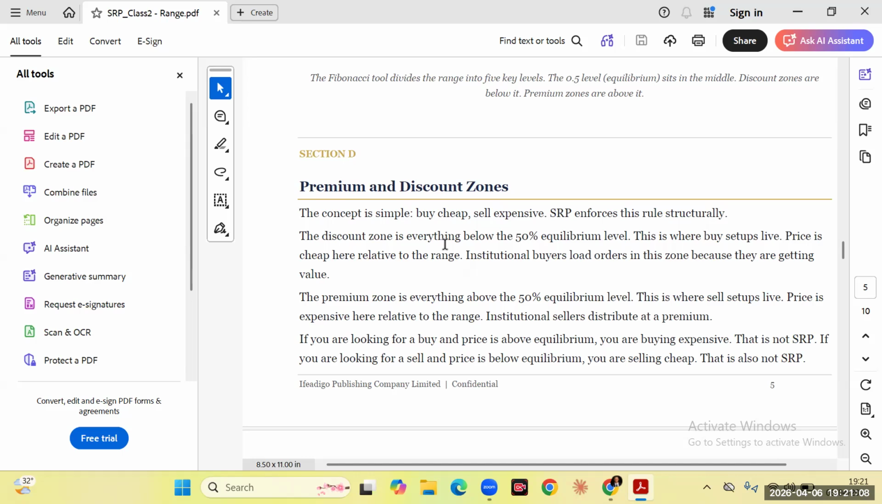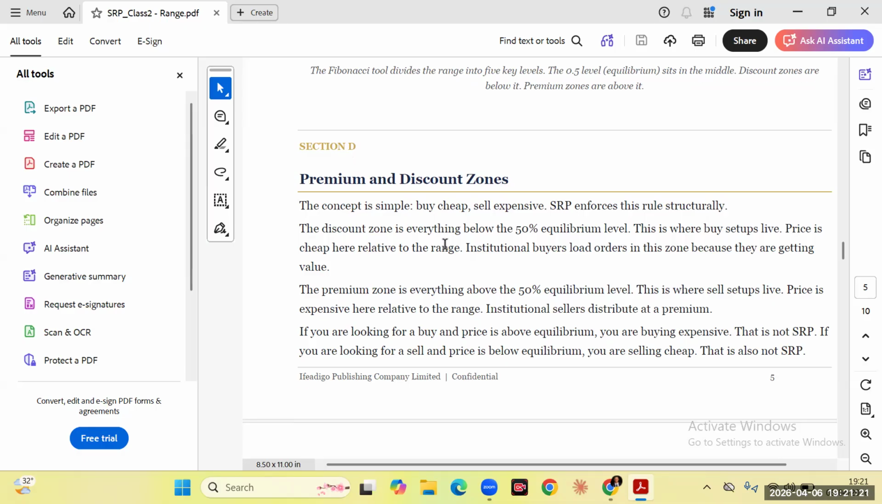This is where buy setups live. Price is cheap here relative to the range. And this is where the market makers enter their buy orders from. You want to move with the structure. You want to move with market makers. You want to move with institutions.